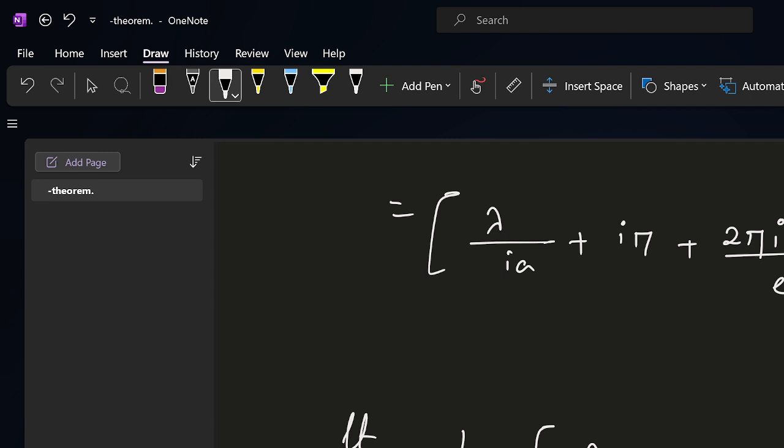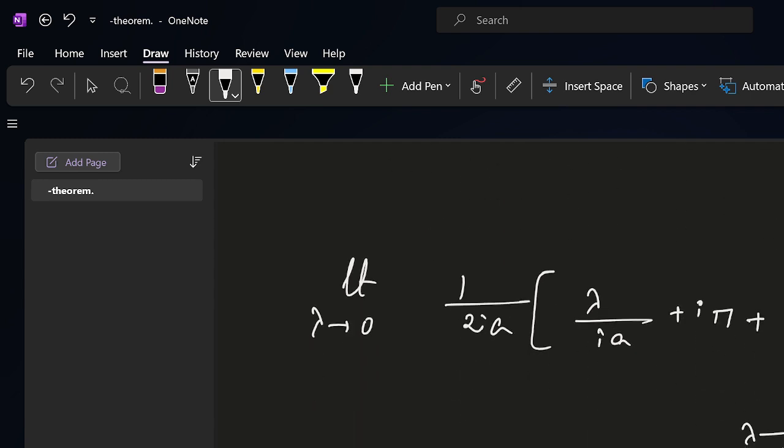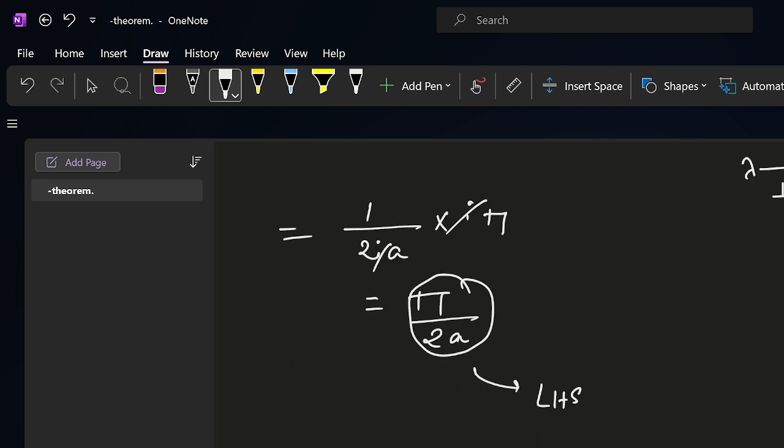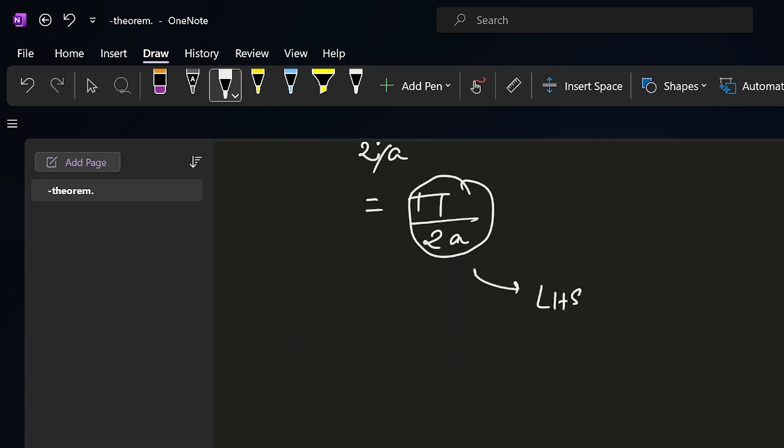So here it is e to the power of some 1 by lambda, so it is e to the power of infinity, which goes to infinity, and 1 by e to the power of infinity becomes 0, right? So by that you get this whole term set to 0 by taking the limit, and in the first term, because lambda tends to 0, this is anyway 0. So after the limit has been put, it is 1 by 2ia into i pi, so i and i cancel out, so this is just pi by 2a. So this is our value of LHS that we have got by solving the discrete summation using the digamma function.